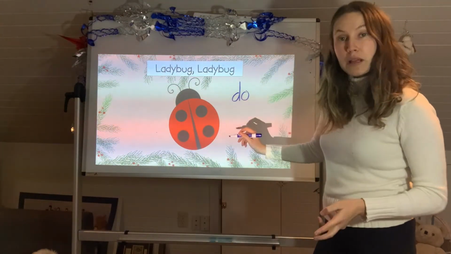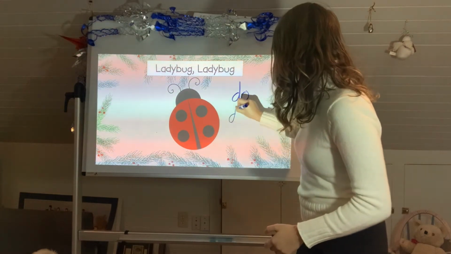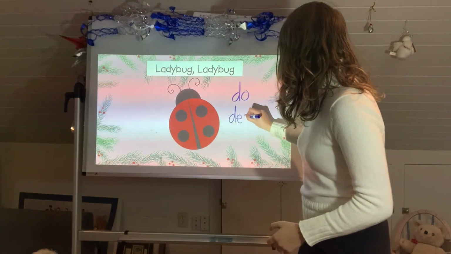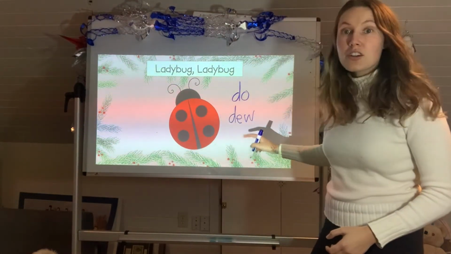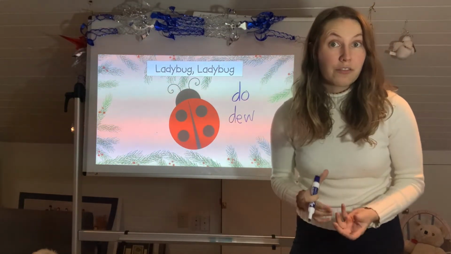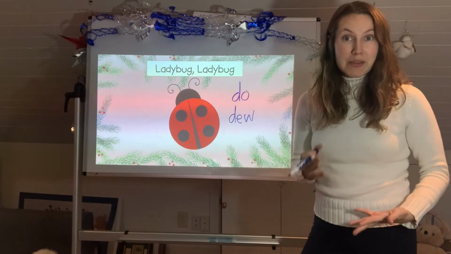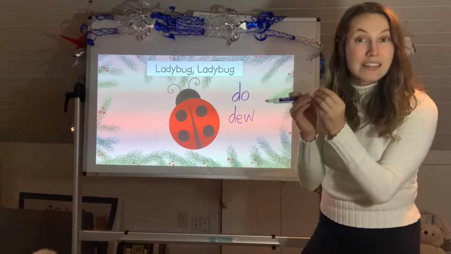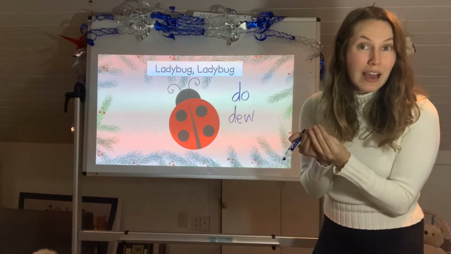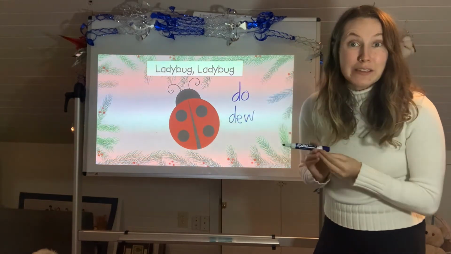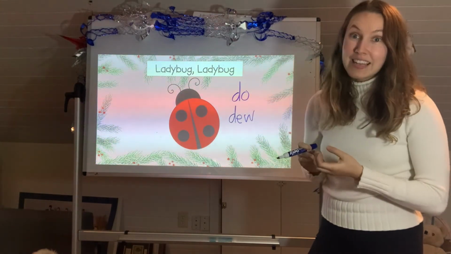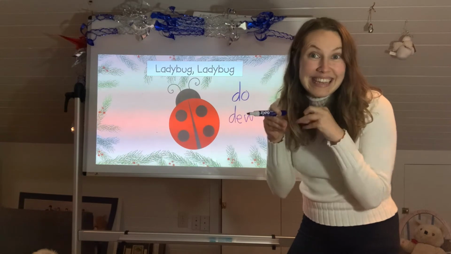The second do that we're hearing is like this, D-E-W. And that's talking about dewdrops, like on flowers. Maybe in the morning you've noticed that grass or flowers might be damp. That's called dew. It's the little moisture, the water that comes out, and it's sweet with some of the sugars from the flowers. So the ladybugs will go and eat it.